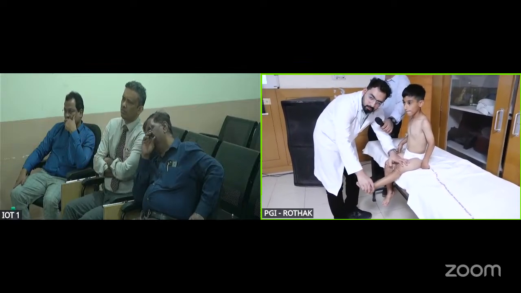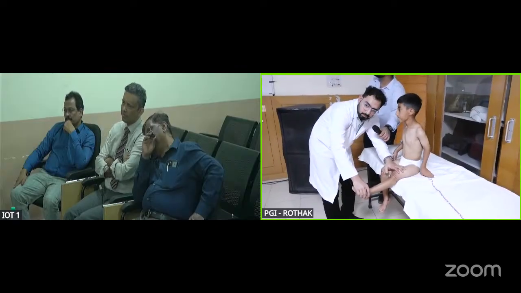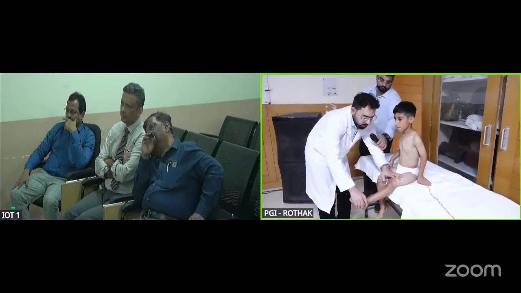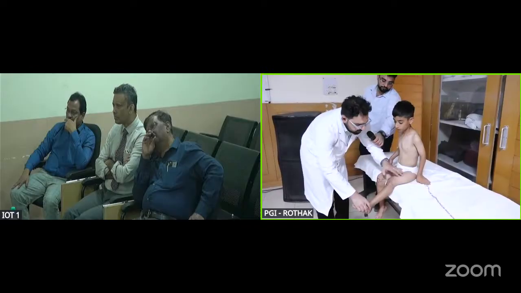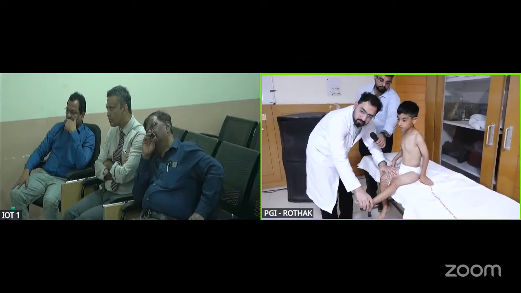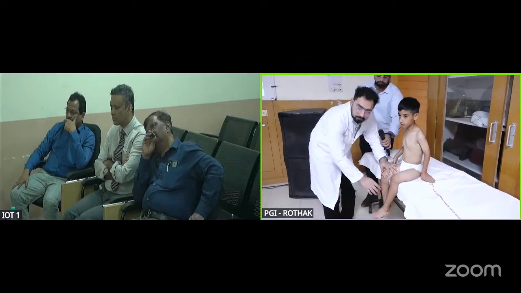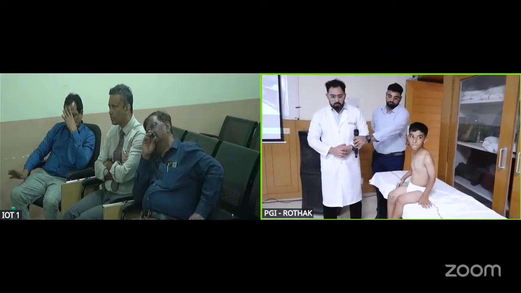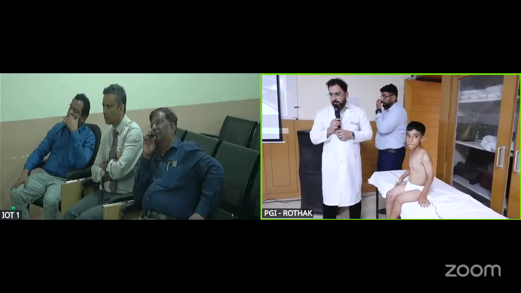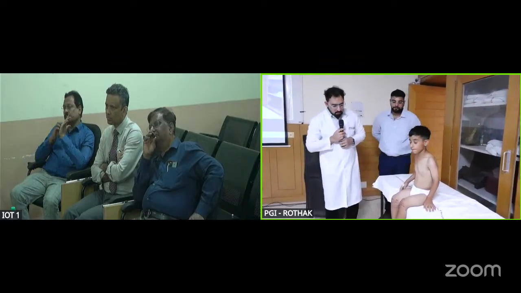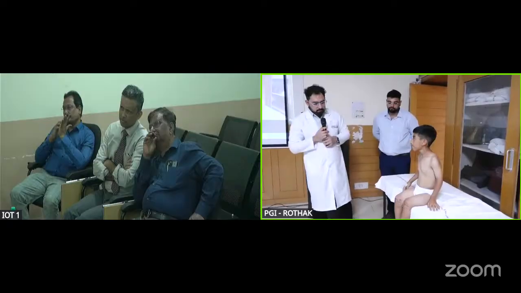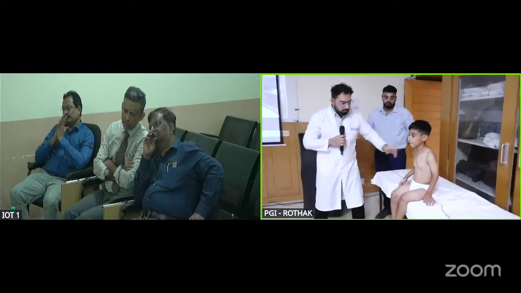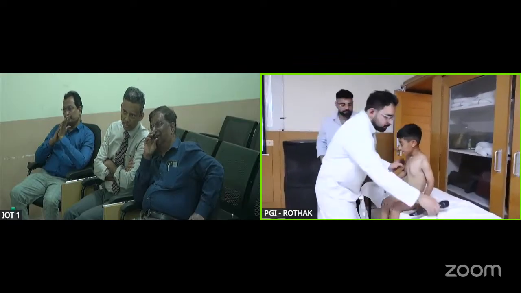So how much is the value? Sir, on the left side, it's 30 degrees and the right side is 25 degrees. More or less equal. Equal bilateral flexion deformities. Okay. What about the patella? Would you like to comment on the patella? Make the patient stand because you cannot see the arms.